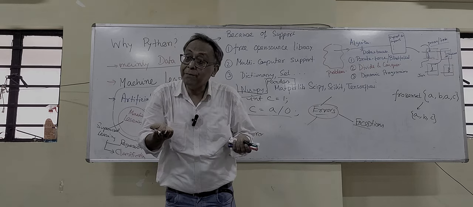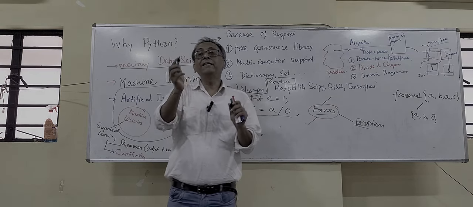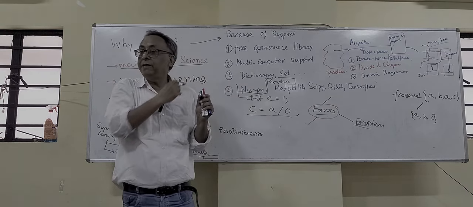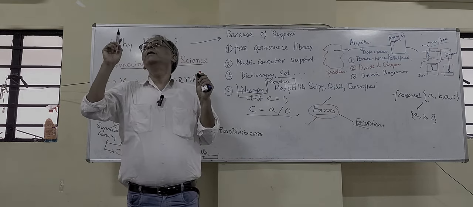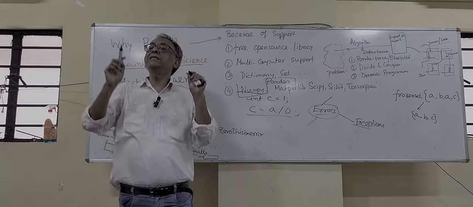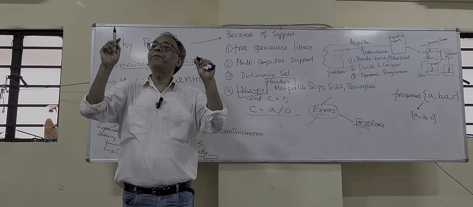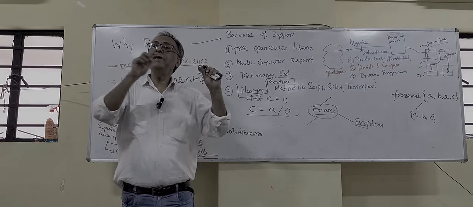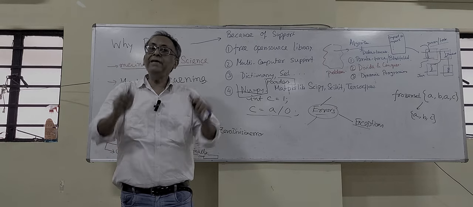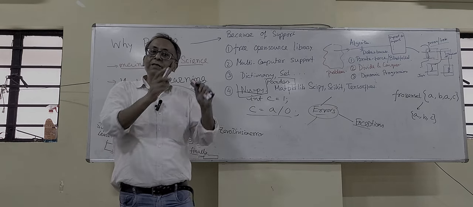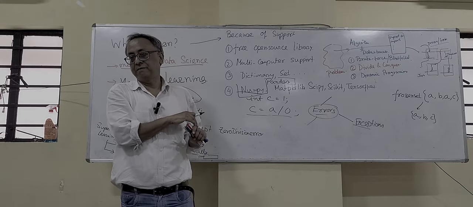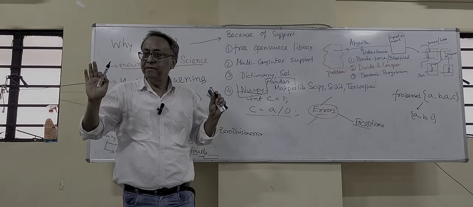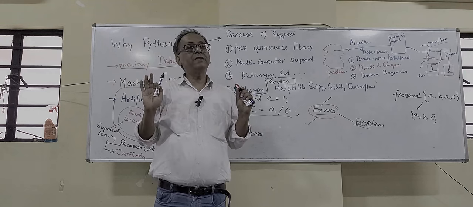So then, what is happening? The frozen set can be a key in a dictionary. In a dictionary key, everything should be immutable. So a frozen set is immutable. A tuple is immutable. Any number is immutable. Any string is immutable. So in a dictionary, the left side, the key, can be a frozen set, but not a set. Clear? Any doubt about set and frozen set?